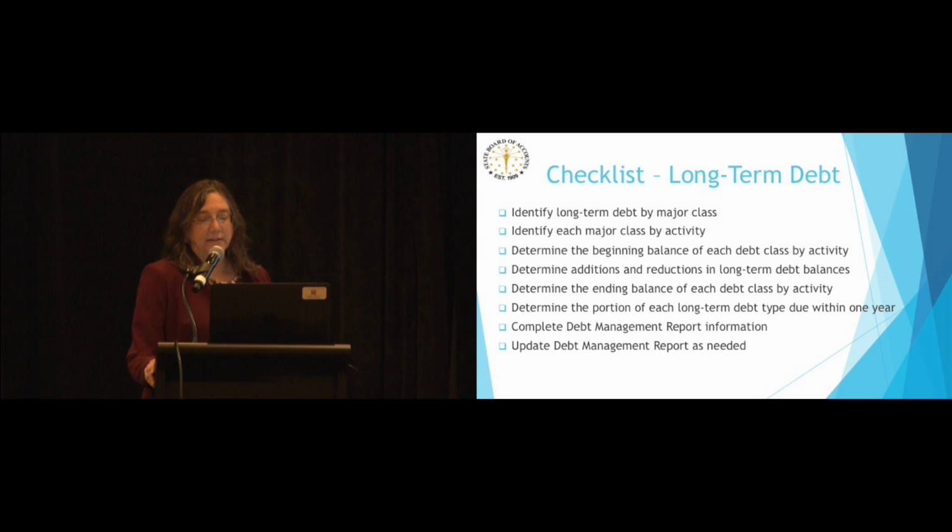Determine the beginning balance of each debt class. Determine the additions and deletions. If you had any new debt, what did you get? All of your debt payments, principal and interest, that you've paid on these. Figure out what's going to be due within the next year, so what's going to be due in 2020. Make sure your debt management report has been completed and is updated.